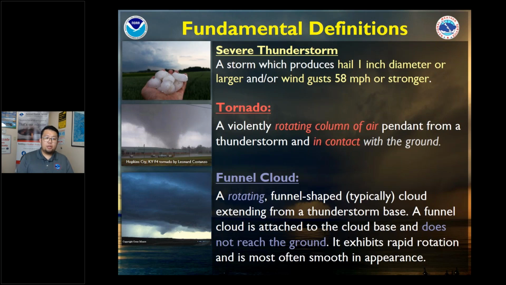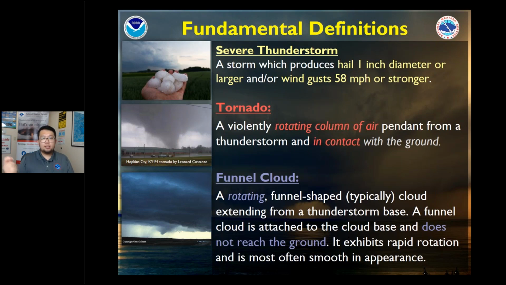And then the last thing I want to talk about is funnel clouds. Funnel clouds are rotating funnel-shaped clouds extending from a thunderstorm base. They look like almost tornadoes, and that's essentially what they are. A funnel cloud is attached to the cloud base, but doesn't reach the ground. It's a tornado that doesn't reach the ground. It's rotating. It looks smooth and looks like it's hanging down, but there's nothing on the ground yet. It can't quite get its act together, and it's not causing damage, but it might, right? And that's what we're looking for.